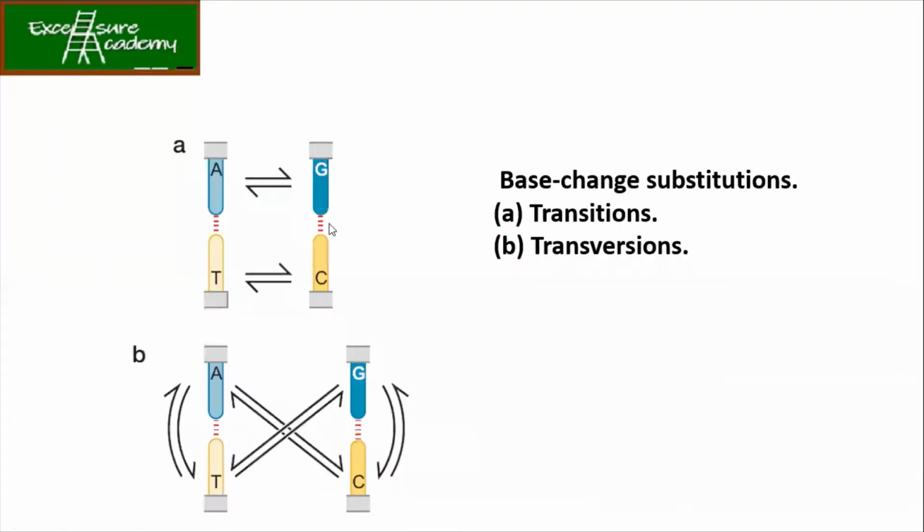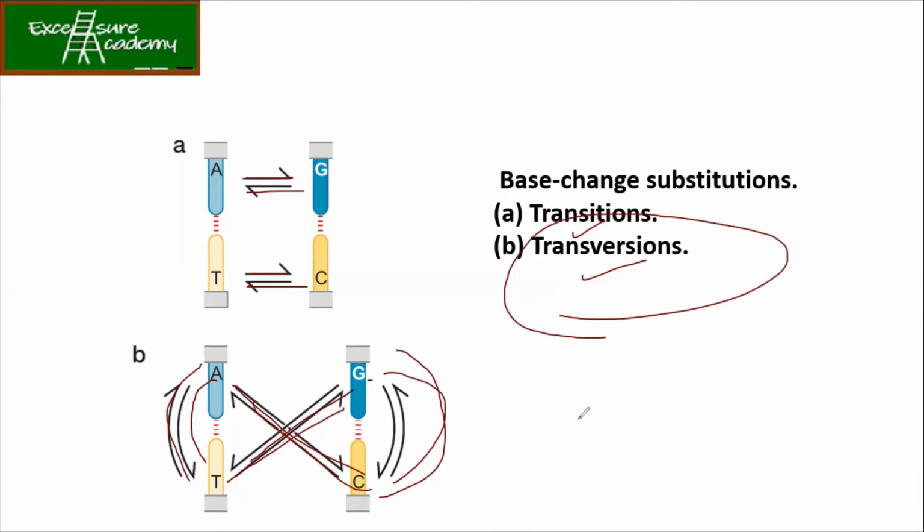Now, this is just the representation in diagram form. Here again, transitions and transversions. So A to G or T to C is your transition. But if you have A to C or C to A, T to G or G to T, then again G can go to C, and C can go to G, and A to T and T to A. So all this crisscross is the transversion.